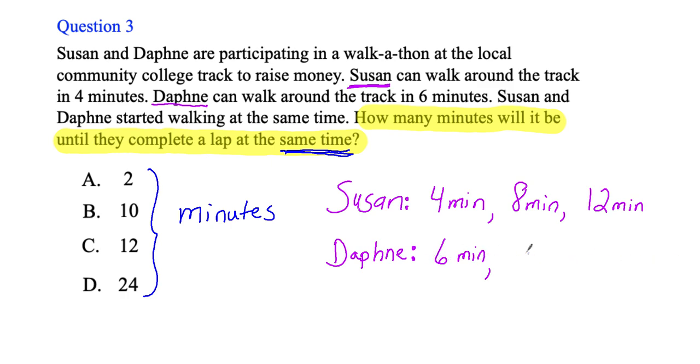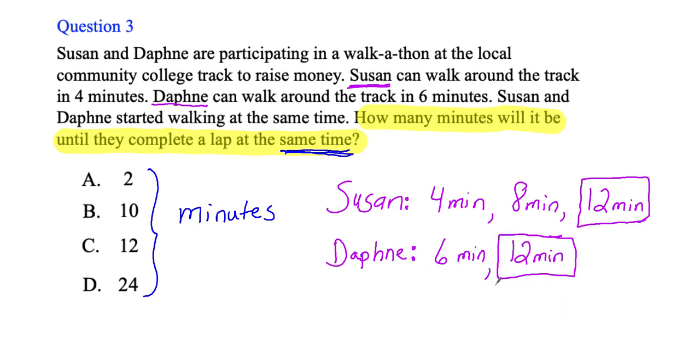So 6 plus 6 is 12. So in 12 minutes, she's completed 2 laps. Boom, the times are the same now, right here at 12. That's the first place where the times are the same, or in common. The question says, how many minutes will it take until they complete a lap at the same time? Well, that would be at 12 minutes because the times are the same here and here.